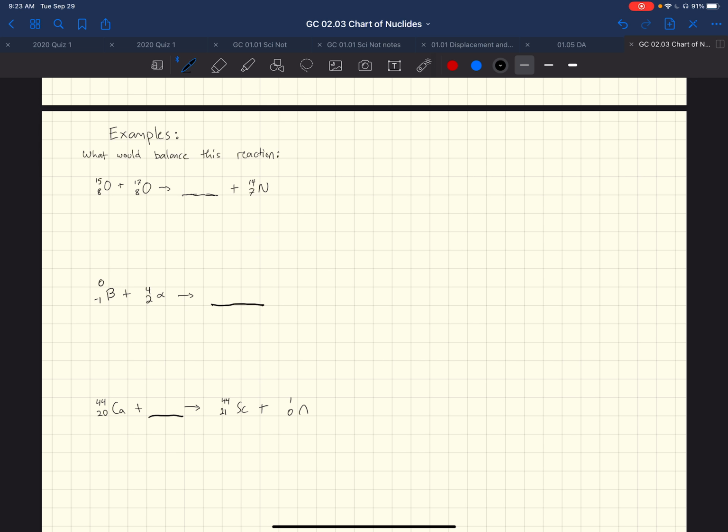So for this first one, I know that I have to have conservation of mass. We'll do that first. So the mass numbers on the left have to equal the mass numbers on the right. So basically what this means is if I take 15 plus 17, that should equal whatever the mass number is of this thing plus 14. All right, and when I do that, I get x equals 18. So I know that this thing has a mass number of 18.